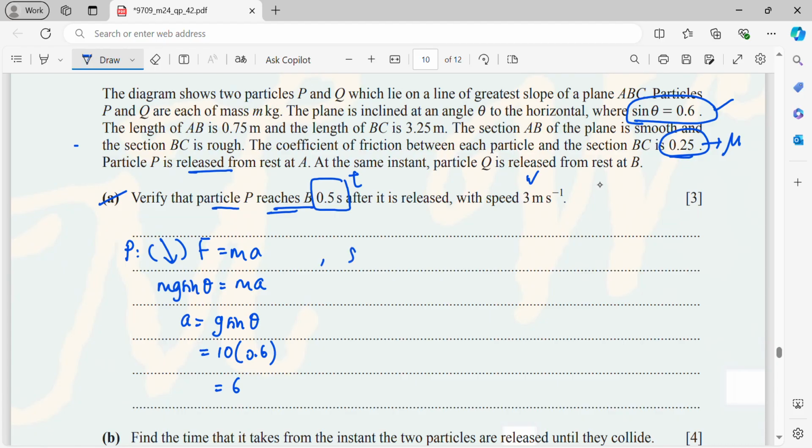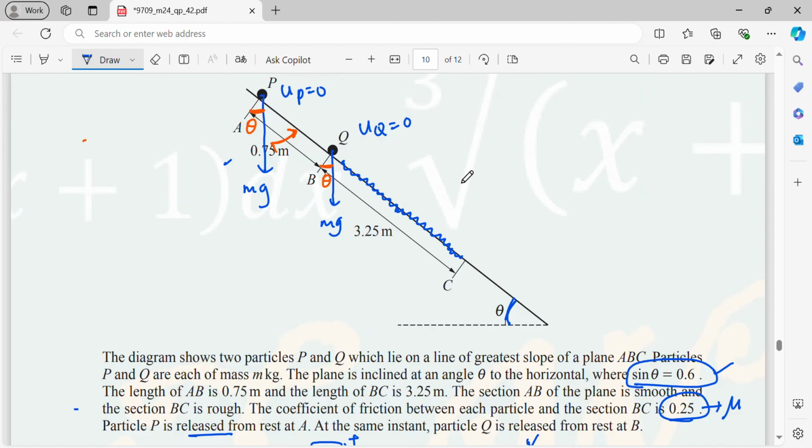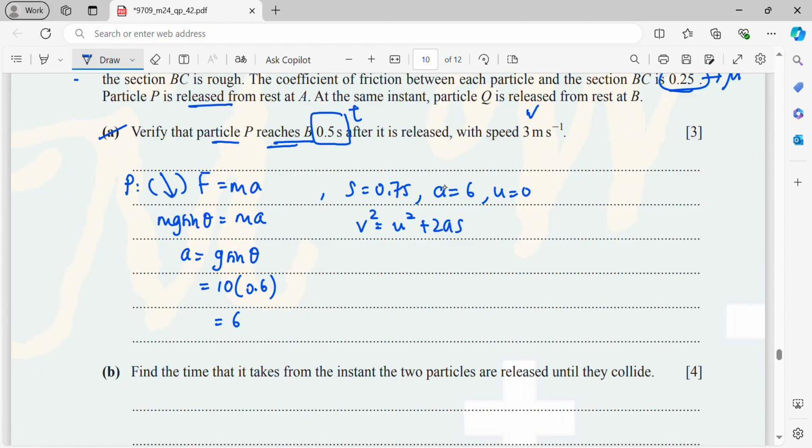And I have S equals to 0.75. Okay, A equals to 6. Then now I can just write my V square equals to U square plus 2AS, where U equals to 0 because it's released. Now, since the particle is moving down in this direction, which is parallel to the plane going down, and I have assumed going down as positive, so now the V squared, the U is 0, the A is positive 6, and the S is 0.75. Then from here, the right side will be 9. Therefore, your V is 3.